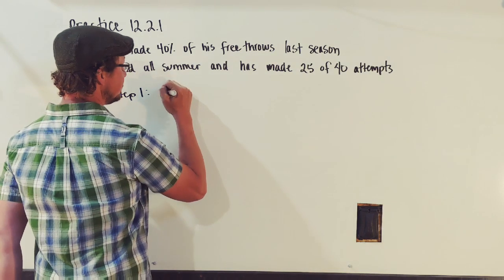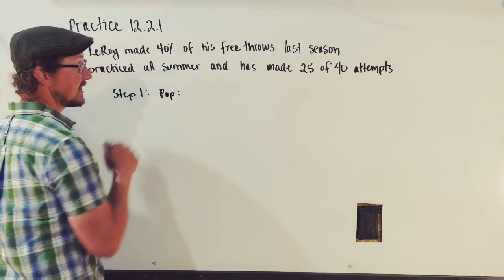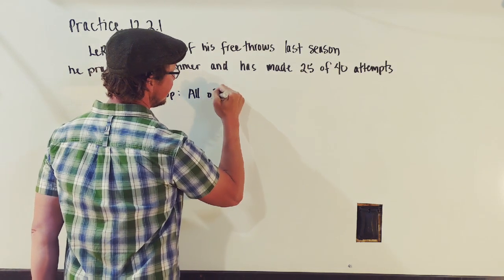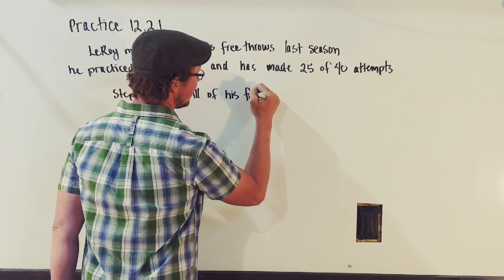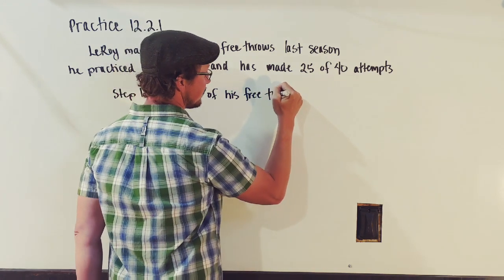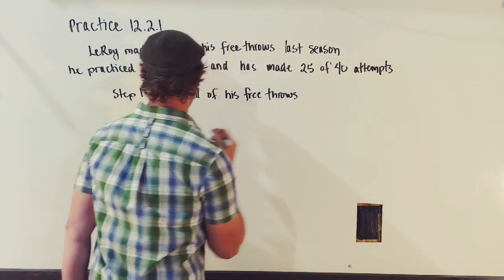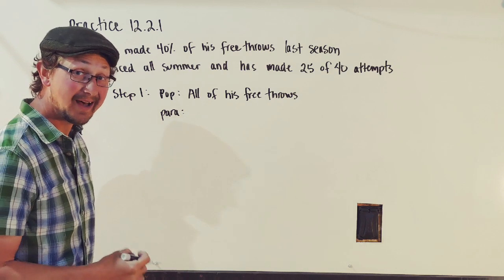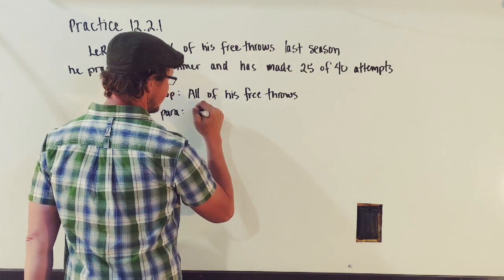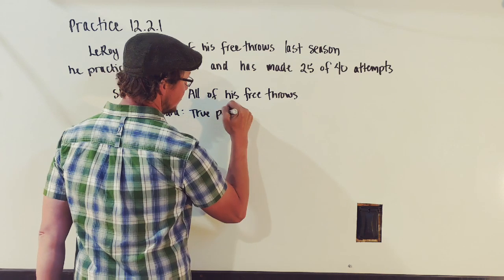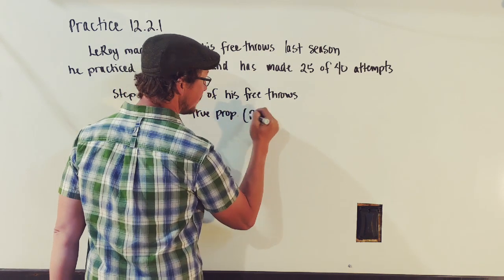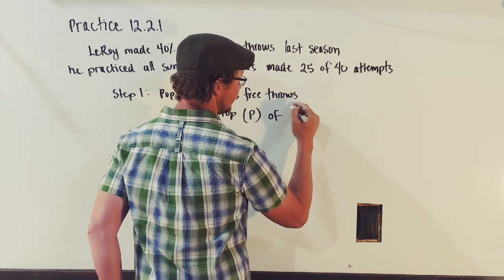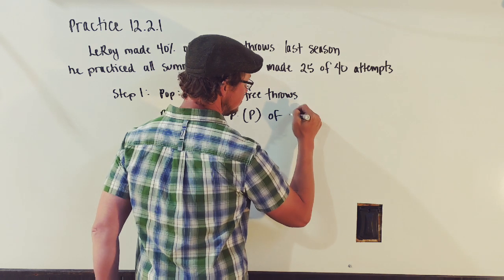So the population, since we're talking about free throws, is all of his free throw attempts. The parameter, what are we interested in? We're interested in the percentage of his accuracy. So the true proportion, that's big P, the population proportion, the true proportion of successes.